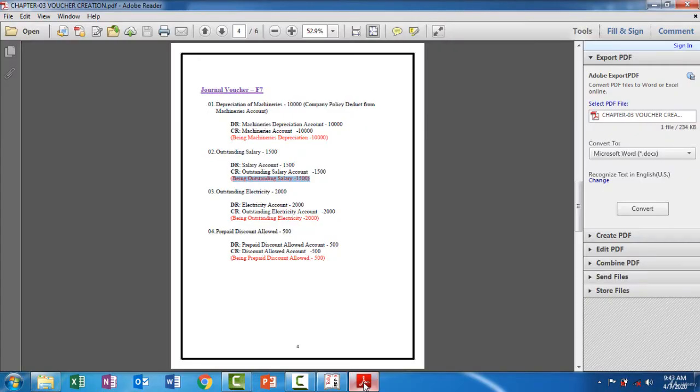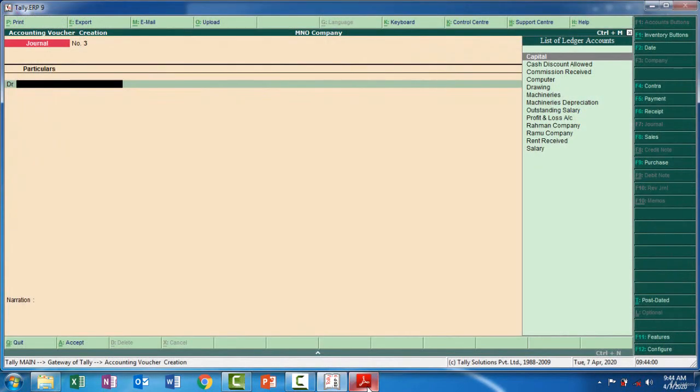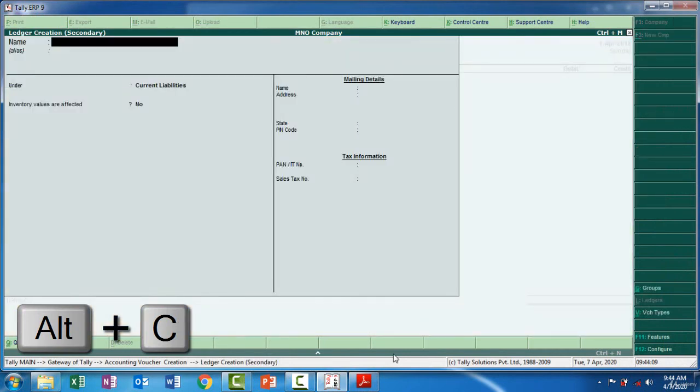So the next one, outstanding electricity 2,000. If we need to pay the electricity, it's one of the current liabilities, so the outstanding electricity is credit. So first we have to create these two accounts. The debit is electricity account, but there is no electricity account in the ledger, so we have to create it. Alt plus C. So we have to create the electricity account.